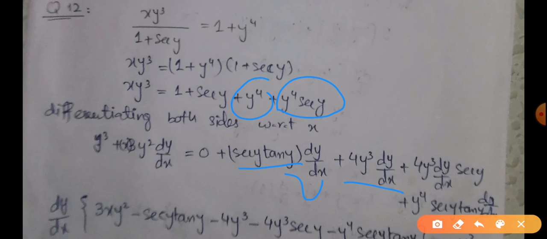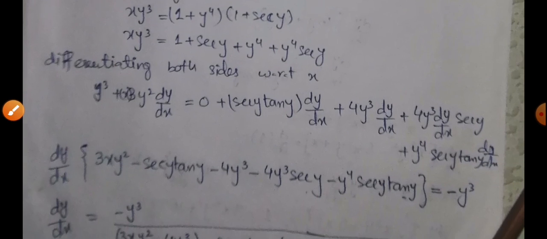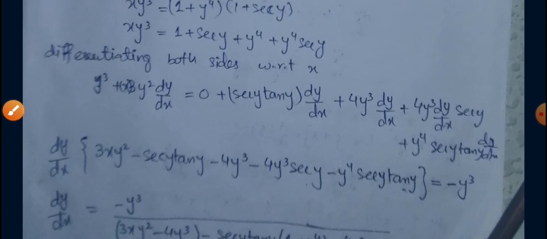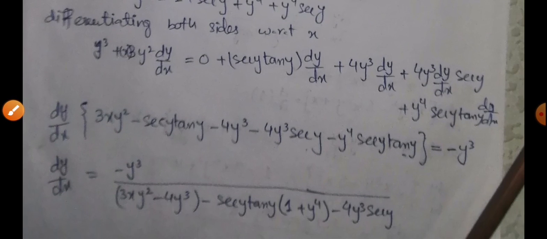So the derivative of y to the power 4 is 4y cubed dy by dx, secant y as it is, plus y raised to the power 4 as it is, and the derivative of secant y is secant y tan y into dy by dx. So from here we can easily evaluate the expression for dy by dx. You do not need to simplify it.